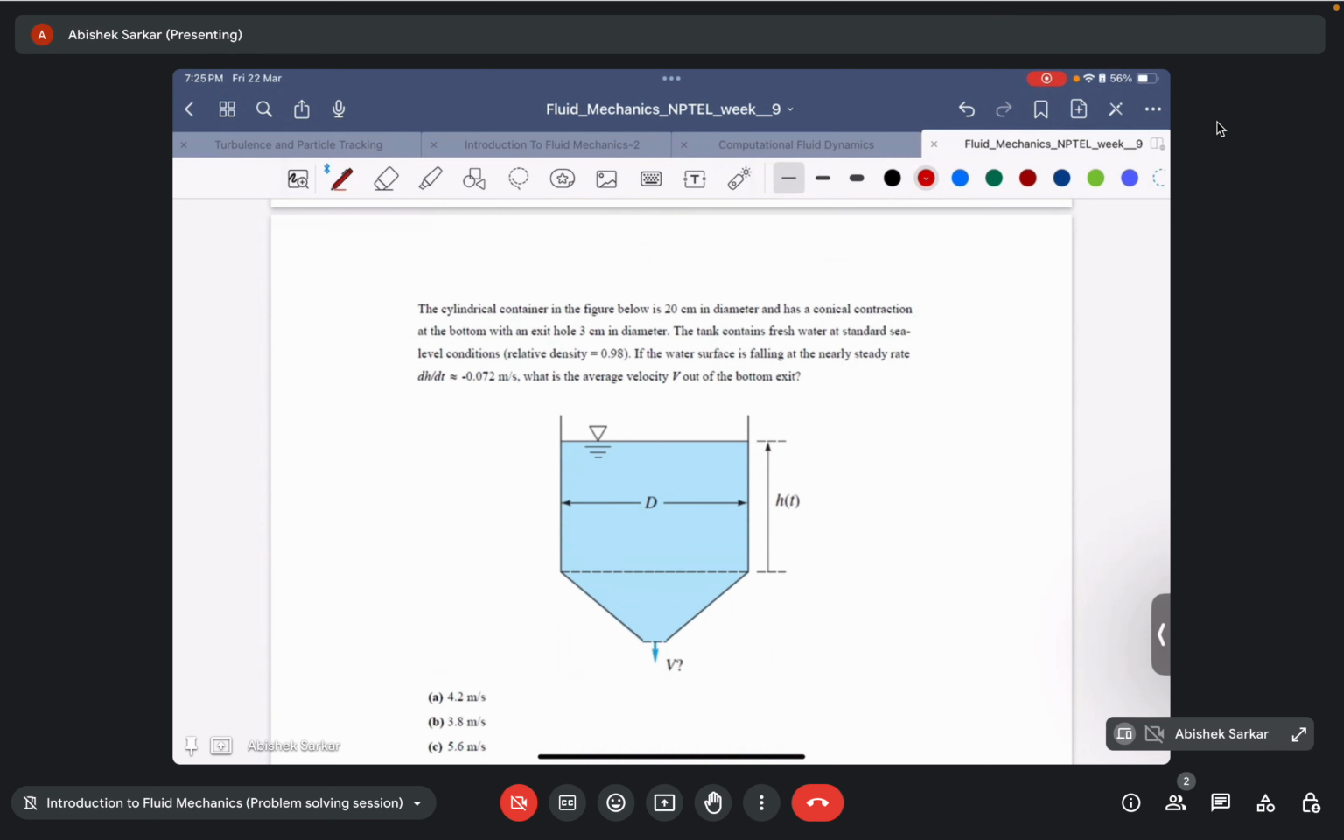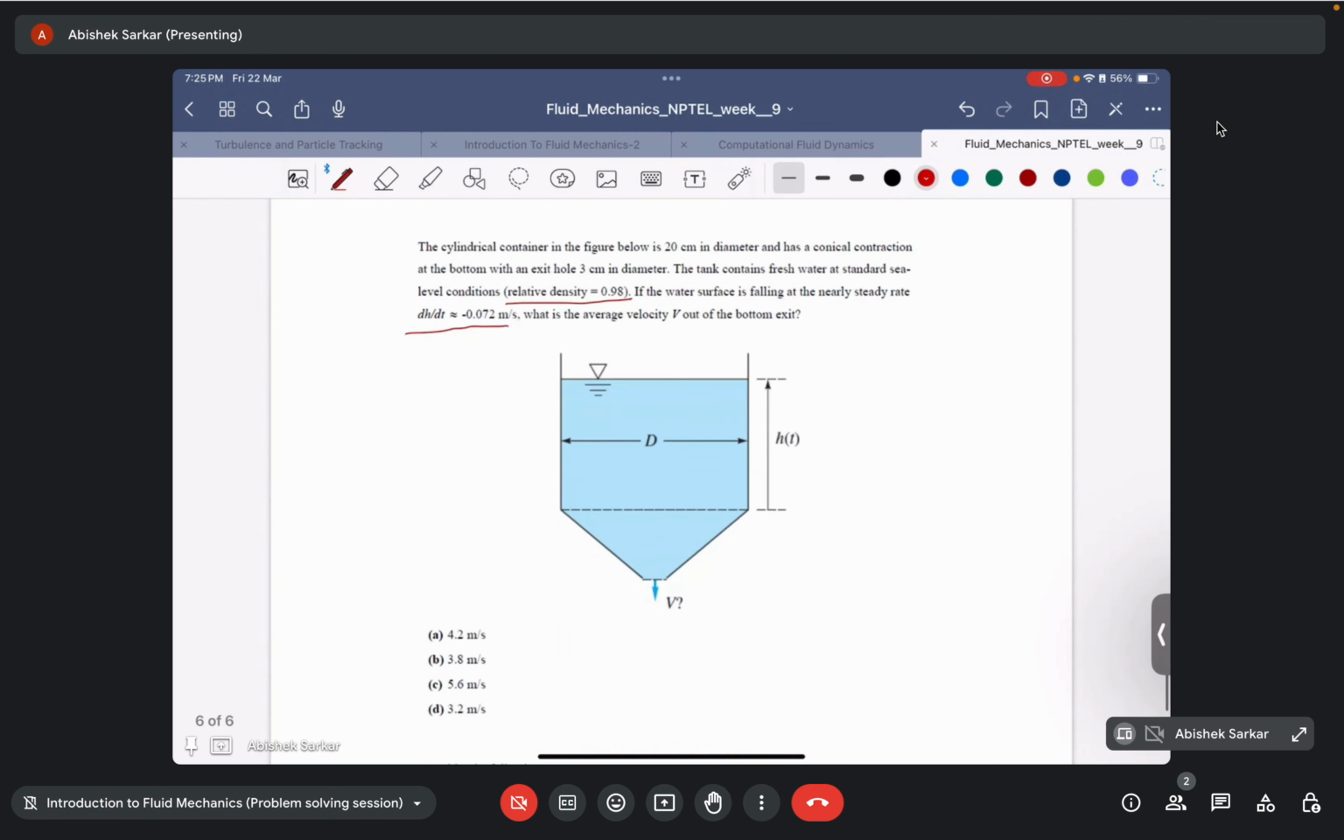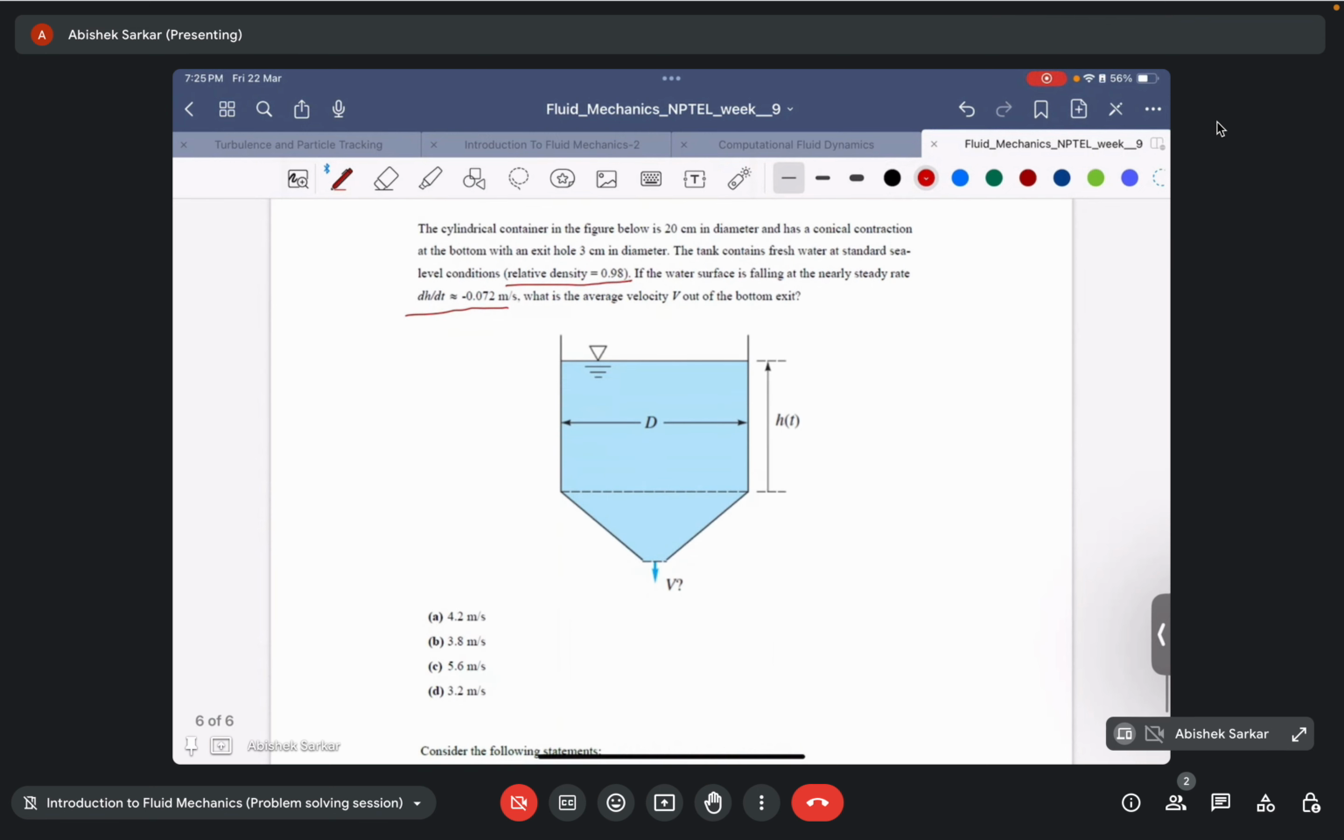The tank contains fresh water at standard sea level conditions that has a relative density of 0.98, and the water surface is falling at a nearly steady rate of dH by dt equal to minus 0.072 meter per second. What is the average velocity out of the bottom exit? It's again a simple application of conservation of mass, right?